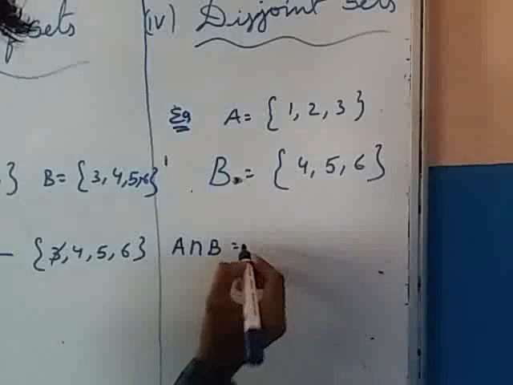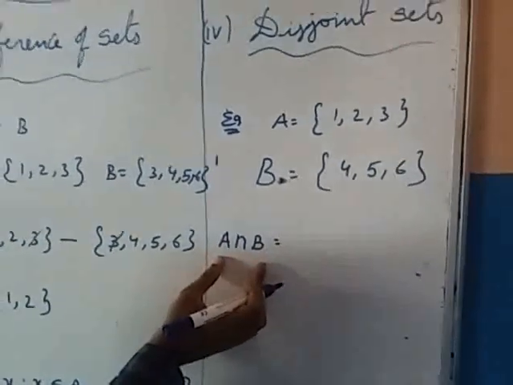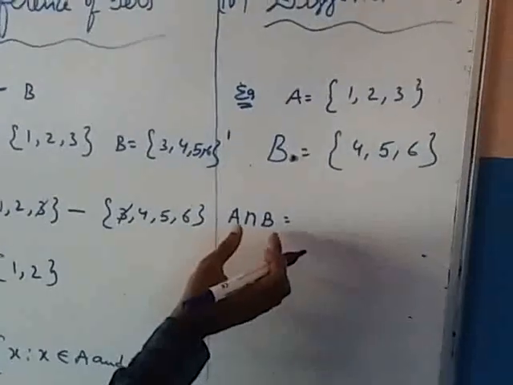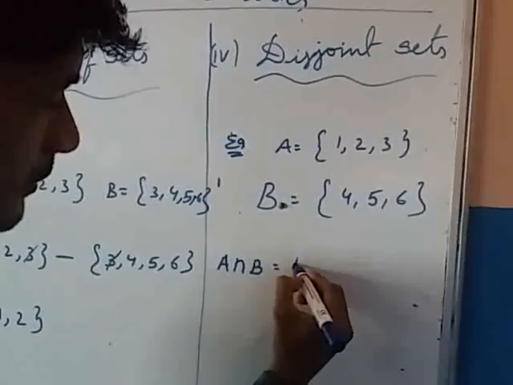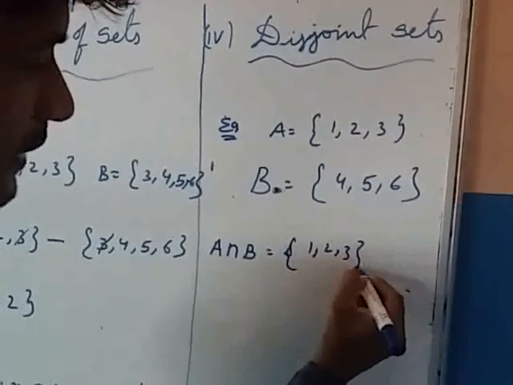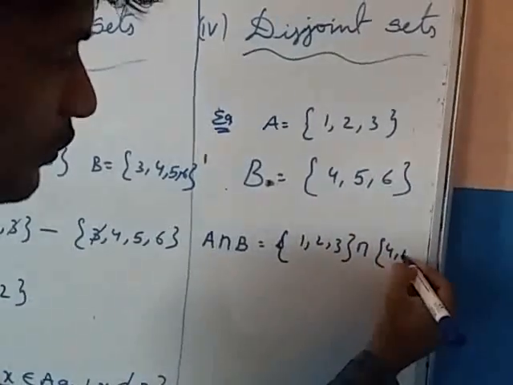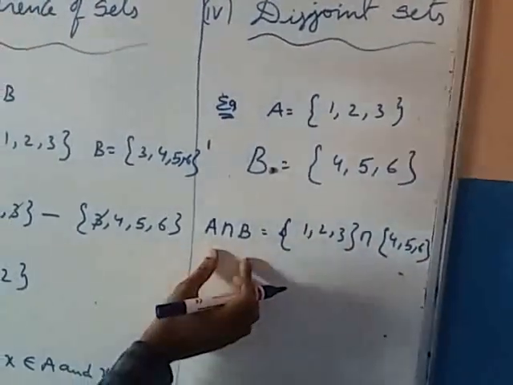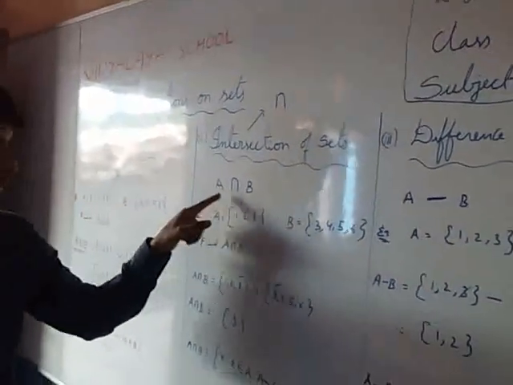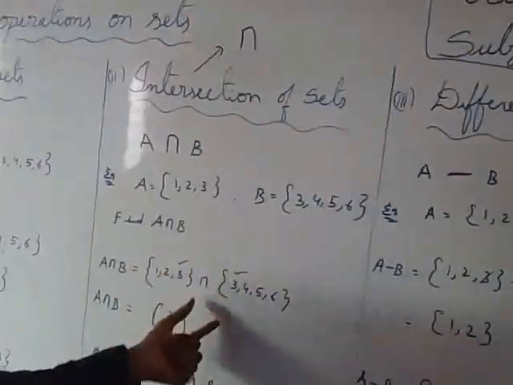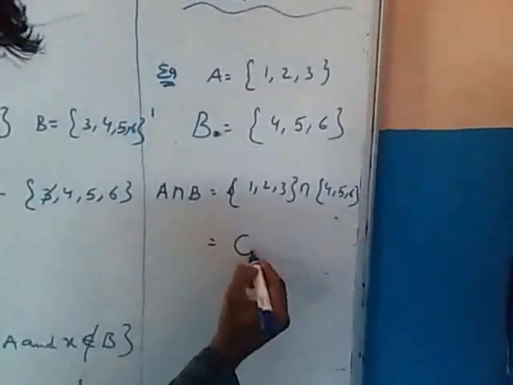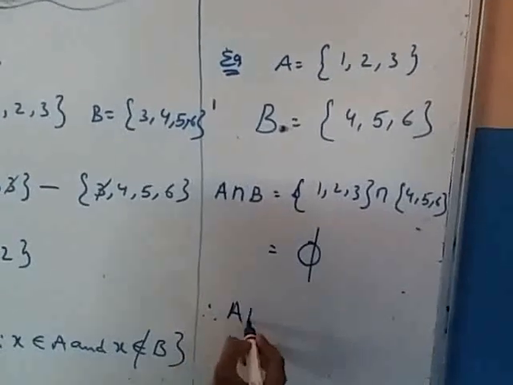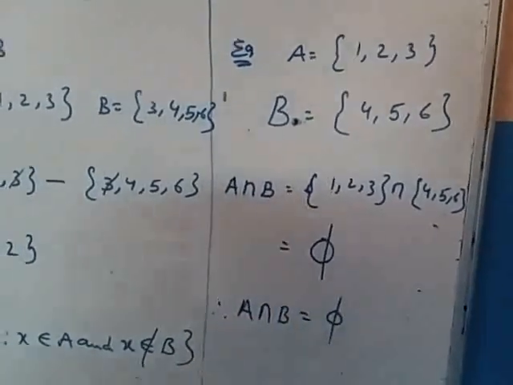So disjoint sets means what? The A intersection B for disjoint sets. Intersection means 1, 2, 3 intersection 4, 5, 6. Intersection means we take only common elements, those which are common in both sets. So which are common elements here? 1, 2, 3 and 4, 5, 6: no common elements. So we have to write that here: for disjoint sets, A intersection B equal to phi.